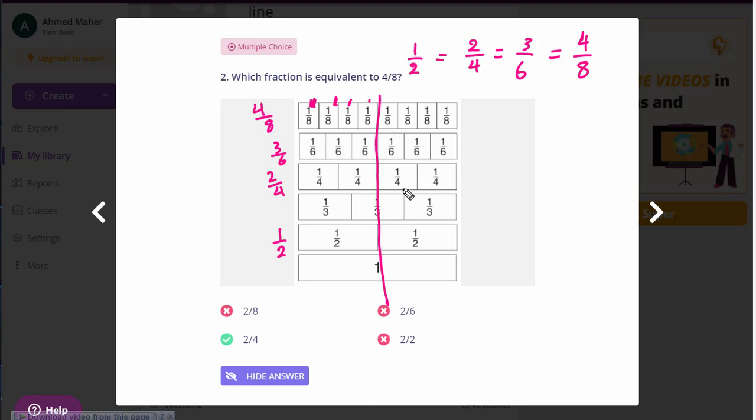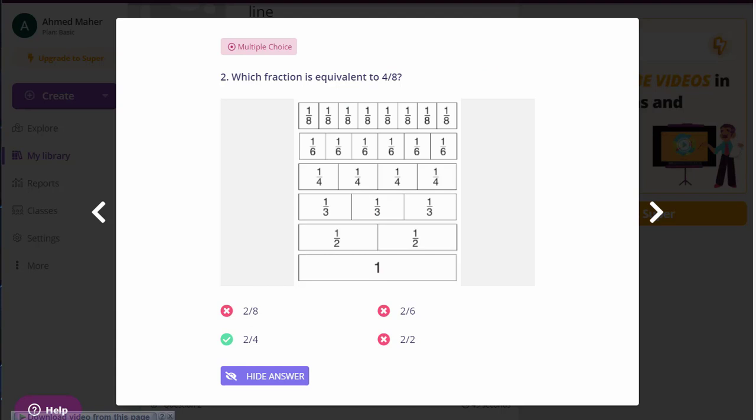So we can use benchmarks to compare fractions. Also, we can use these benchmarks. And we need to know that 1/2 is equivalent to 2/4, equivalent to 3/6, equivalent to 4/8, and of course so on. It's a pattern. Okay, now I will move to the next question.